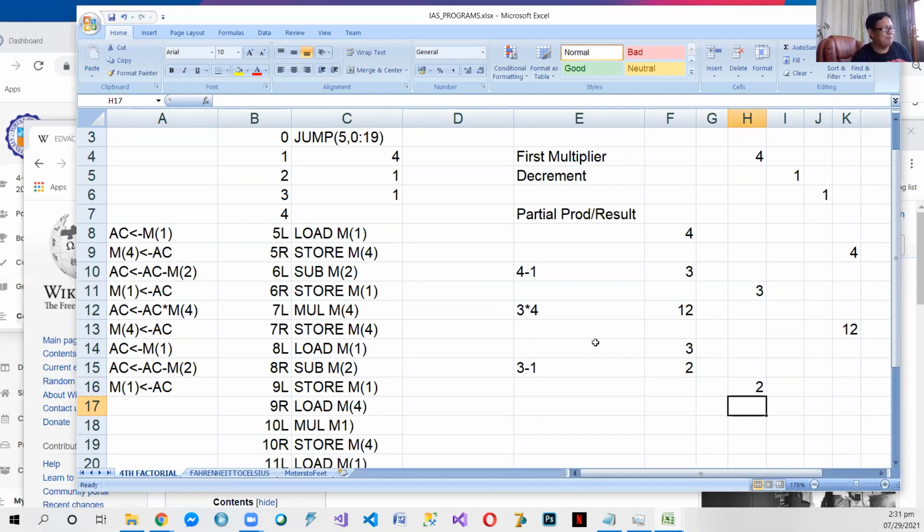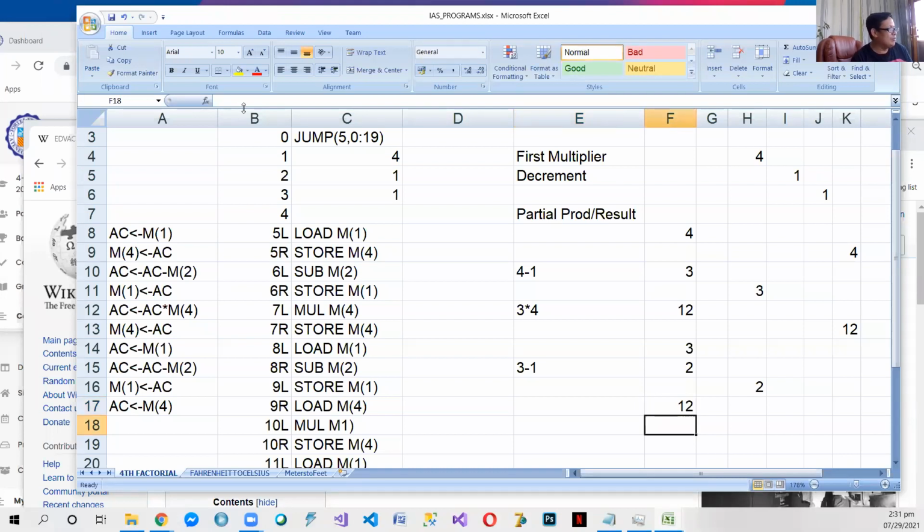So we repeat again. We compute the next partial product, load M4. What is load M4? M4 goes to AC. We don't have a load M4 yet, so we'll just change this one to M4. So load M4, M4 goes to AC. What's M4? It's 12.